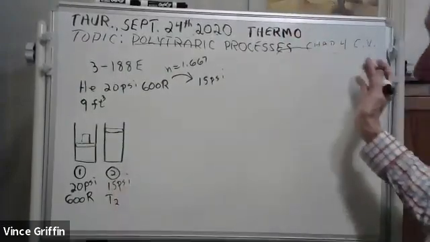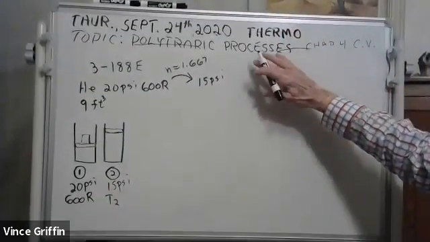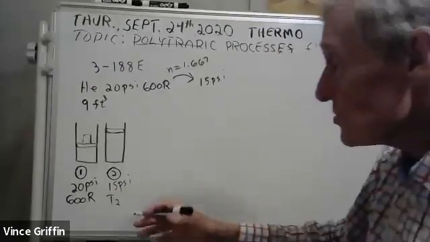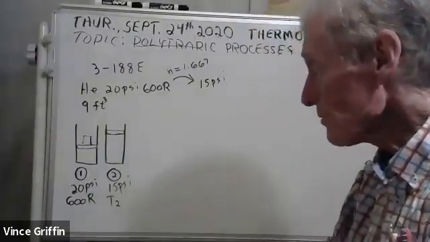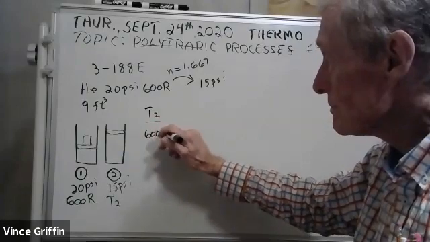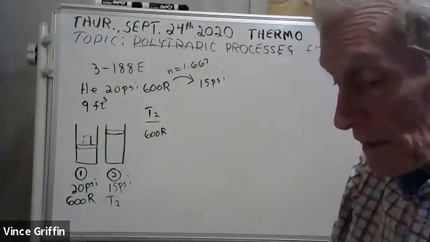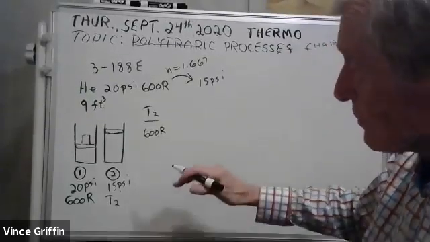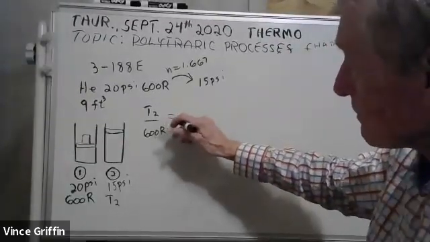T2. Hey, we just learned a really neat little shortcut equation. Let's use it to get the new temperature, shall we? Here we go. T2 over 600 Rankine. These have to be absolute. Do not put it in Fahrenheit. You have to use Rankine.